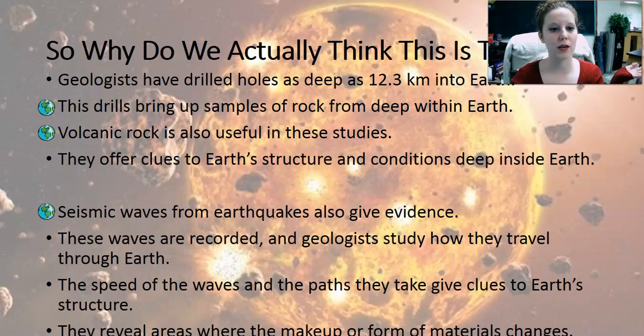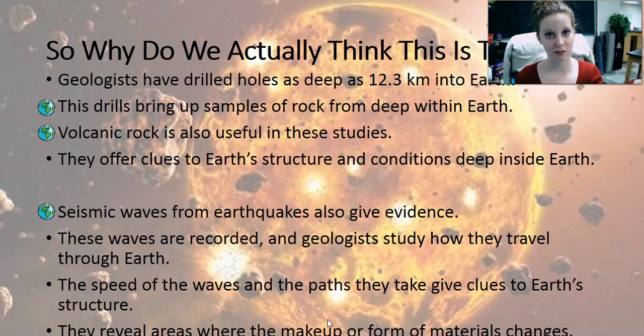And the speed of these waves and the paths they take and all the different places that they're registered also gives us clues as to what our planet's internal structure is like and what's going on there. They can reveal areas where the makeup or form of materials changes. Because if you remember the definition of refraction, it is when the wave bends due to a change in speed from interfering with a different medium. Okay? Particularly a different state of matter. Our crust is a different state of matter than our mantle. Our mantle is different states of matter than part of our core. Okay? So we put all these little puzzle pieces together to come up with these ideas.